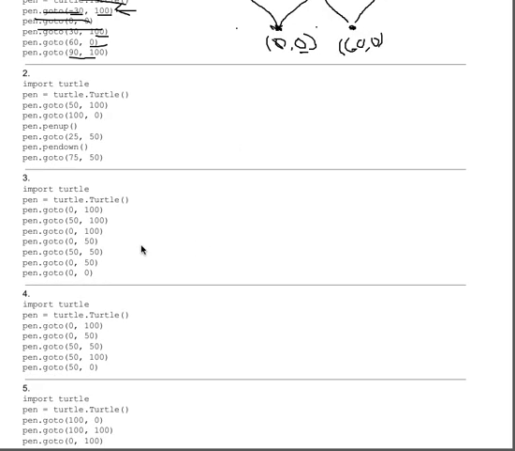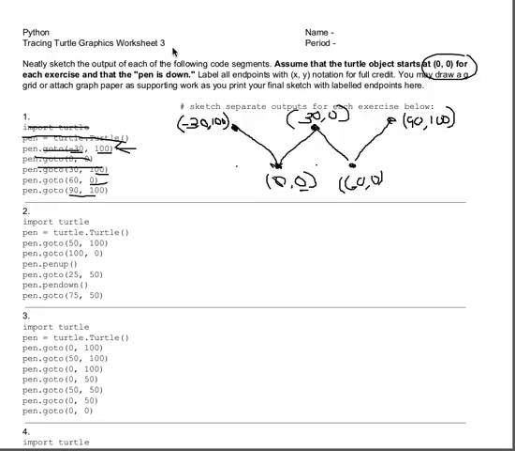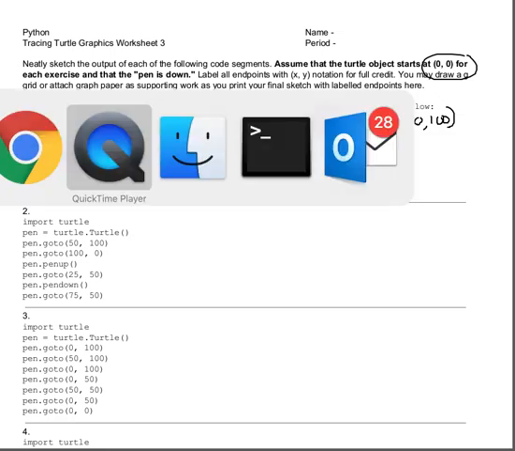I think all the other ones are either letters or digits. Don't go yet.